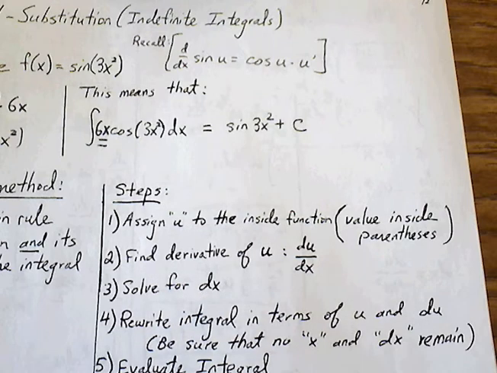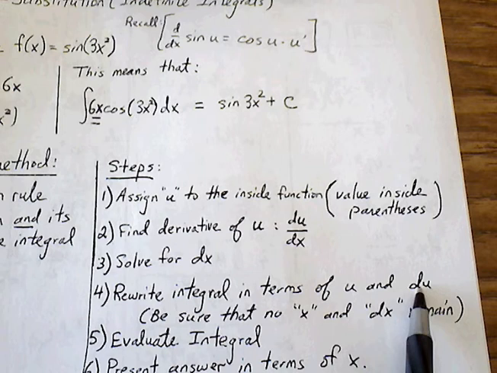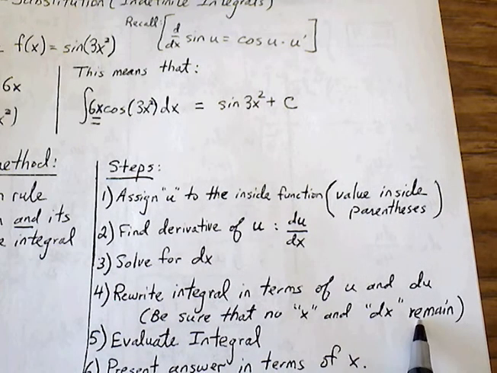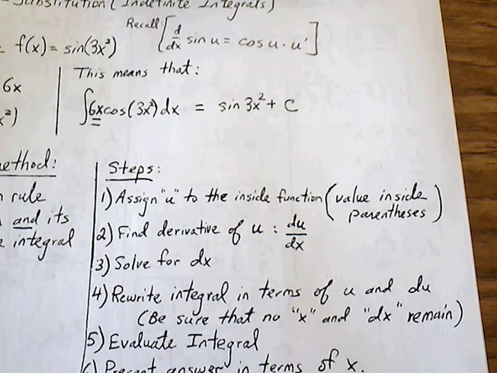We want to rewrite our integral in terms of u and du, so we're going to go through substitution steps of replacing x and dx in terms of u and du. And we want to make sure that no x's and dx's remain in the problem. If there are, then we have to go back and consider that we may have to approach the problem differently, or take some additional steps so that we can ensure that step 4 passes.